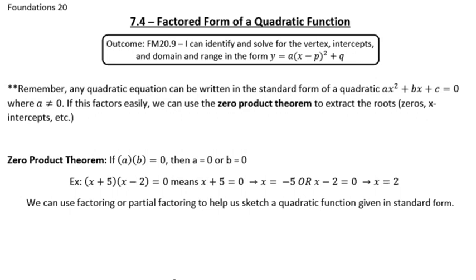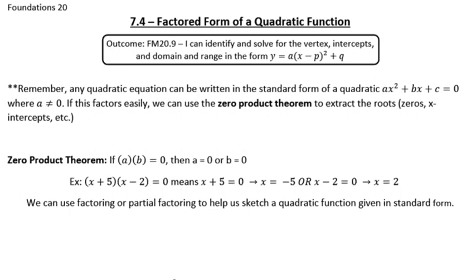We want to remember that any quadratic equation can be written in the standard form, ax squared plus bx plus c equals 0, where a cannot equal 0. If this factors easily, then we can use our zero product theorem to extract the roots, so to identify what our zeros, our x-intercepts, our roots, our solutions are going to be.